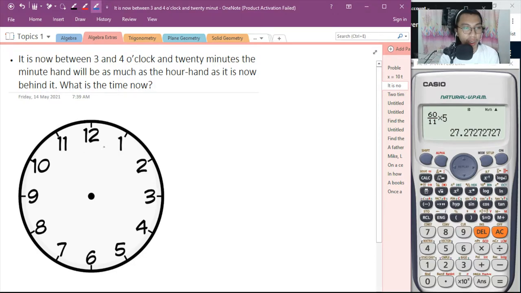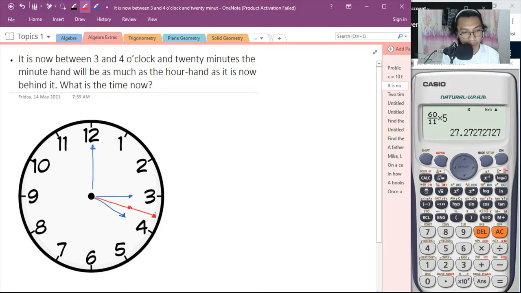It is now between 3 and 4 o'clock. Okay, lagyan natin 3 o'clock and 4 o'clock. Mag-drawing ka parati. So, dito yan. 3 tsaka 4, ito yung hour hand ko sa 3. It is now between 3 and 4 o'clock and 20 minutes. The minute hand, ah, okay. Between 3 and 4 o'clock, 20 minutes, the minute hand will be as much as the hour hand. So, magko-coincide as it is now behind it. Okay, magko-coincide sila. So, somewhere here, magko-coincide yung dalawa, yung iyong hour hand and minute hand.